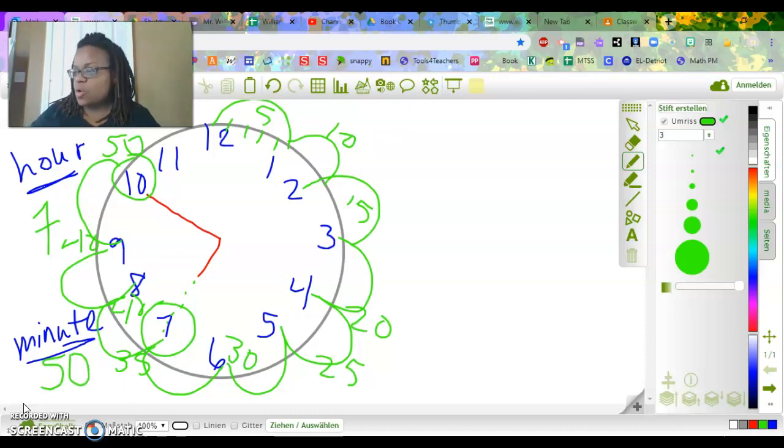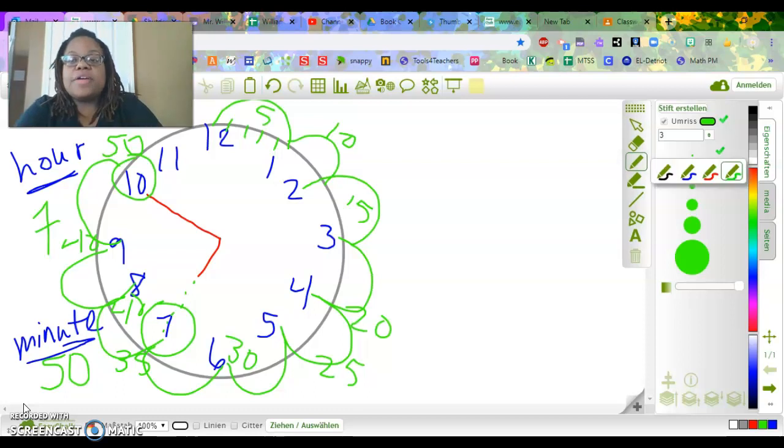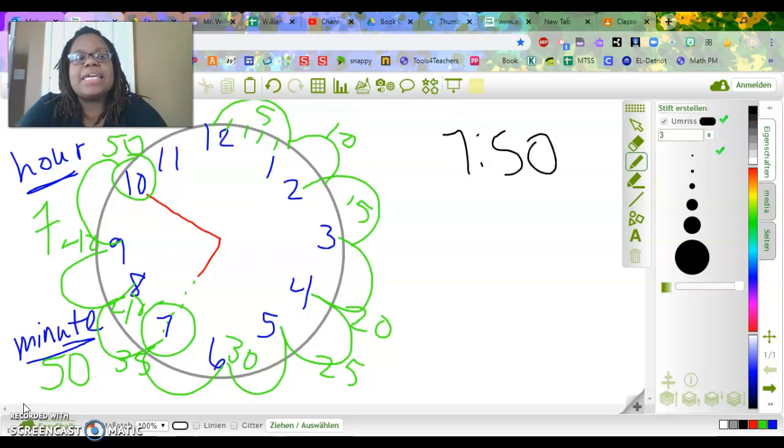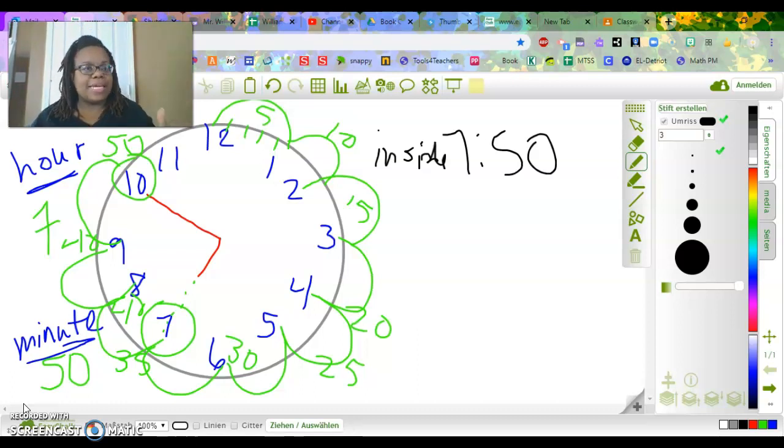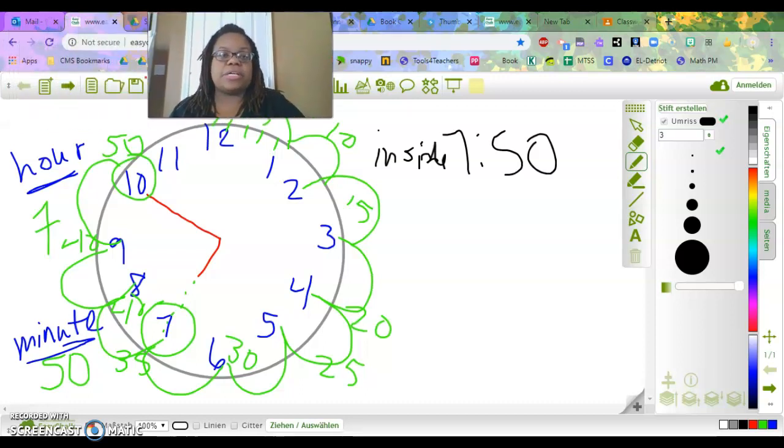So I'm going to go back to the question. It says that he played outside for 30 minutes. He came back inside at the time that's shown on the clock. So if the time on the clock is 7:50, that is the time that he came inside. But the question asked me, what time did he go outside? He was playing, so I'm going to have to subtract minutes from this particular time.